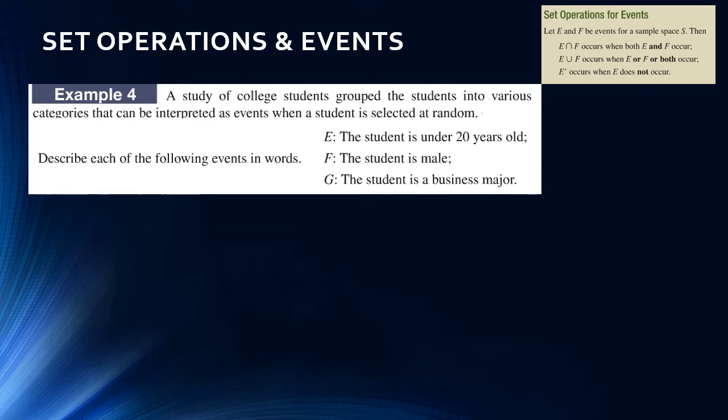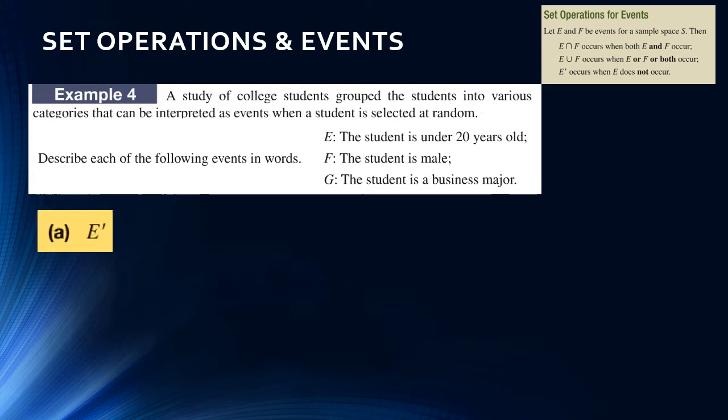A study of college students grouped the students into various categories that can be interpreted as events when a student is selected at random. Describe each of the following events in words. E: the student is under 20 years old. F: the student is male. And G: the student is a business major. Okay, those are your givens.